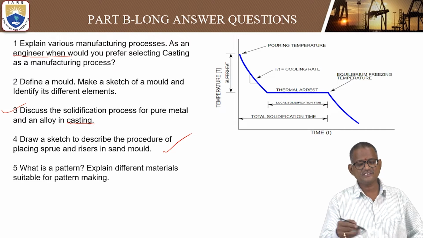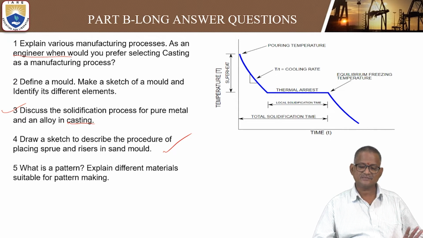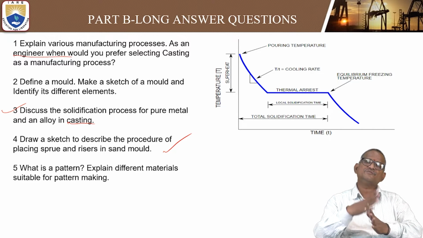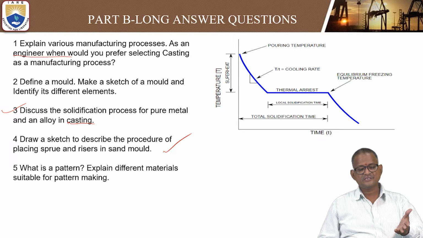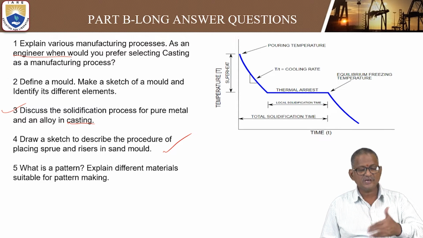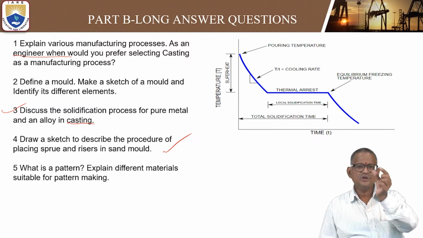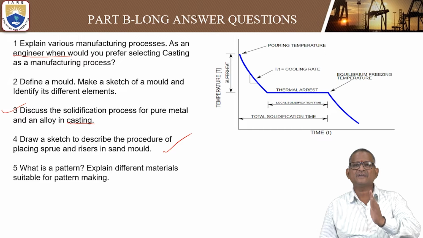And also you can see, what is a pattern, explain different materials suitable for pattern making. So this combination of all 2-mark questions will also come as one long answer question. What is a pattern? The term pattern can be defined as a replica of the original casting. A simple 2-mark definition. Then different pattern materials suitable for pattern making.